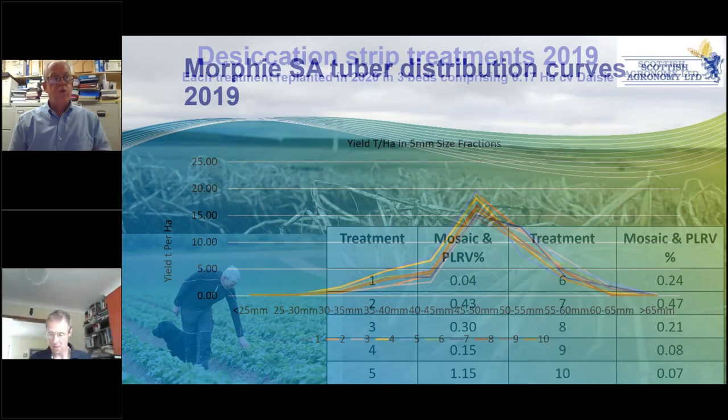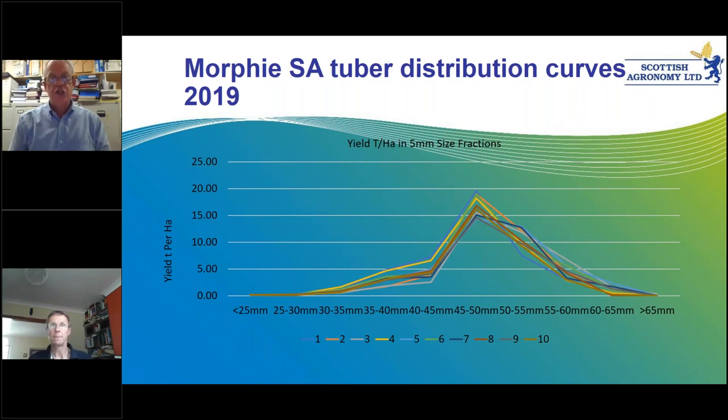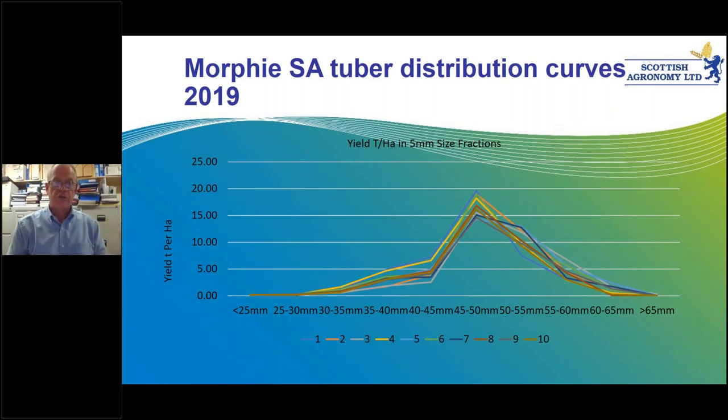When we grade, as we did last year, the progeny tubers from these crops in 5 mil size fractions, then we do start to identify differences between treatments. And this is what I term passive bulking. So those treatments which are giving us slower desiccation will result in more passive bulking. And if we've got a very tight size fraction between 35 and 55 millimeters as a saleable fraction, then we can increase the proportion of tubers that are going over size and therefore have a lower or nil value. Next slide.